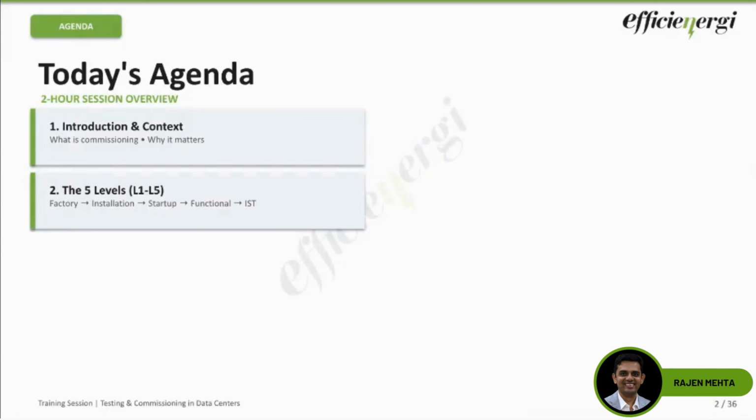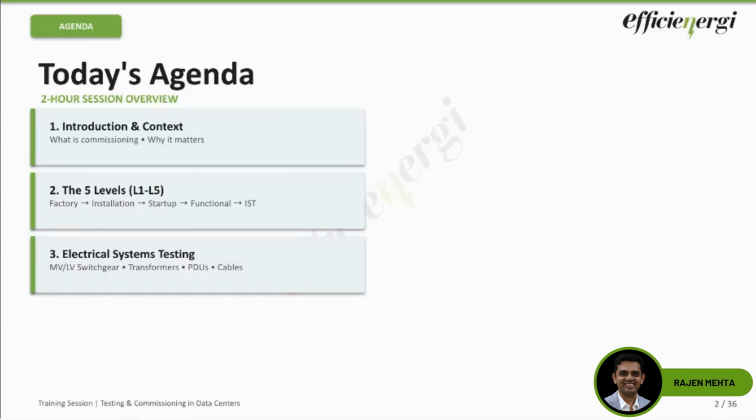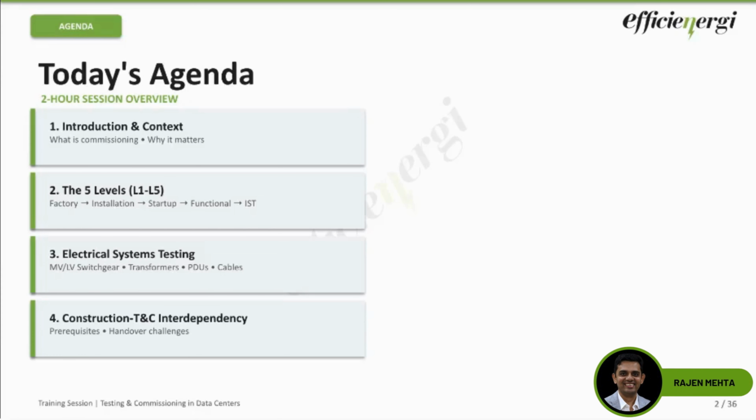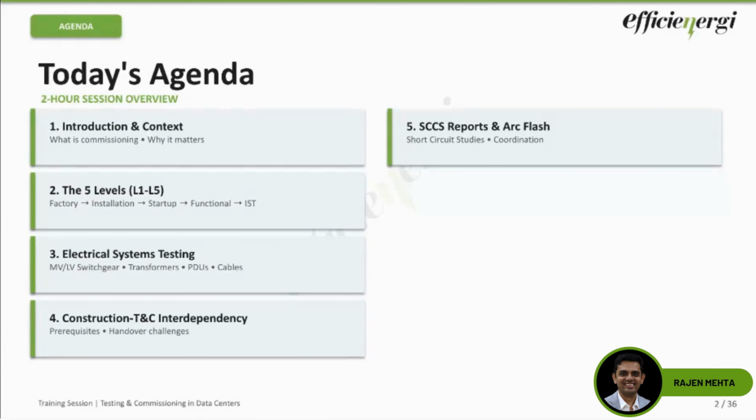Section 3 is going to be a subset of section 2. It will focus specifically on electrical systems testing and some key electrical assets. Section 4 is designed for construction and T&C interdependency: what it means for construction and T&C teams to work together. Section 5 will focus on short circuit and arc flash studies. What do they mean? Why are they required? What are their dependencies on commissioning, and so on?